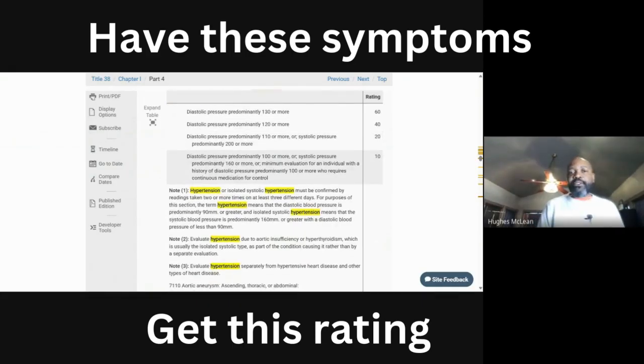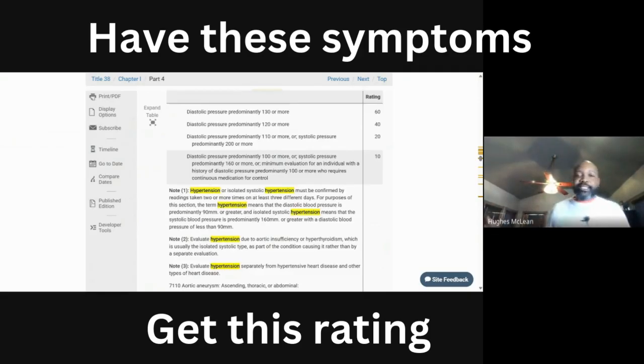So for a 10%, you have to have a diastolic reading of 100 or more, systolic reading of 160 or more, and requires continuous medication for control. All right, so this is one of the few instances that I'm aware of where medication matters. So what we do now, after we look at the rating schedule, we just take this information and put it right on that 3-element statement. And we'll show you that next.